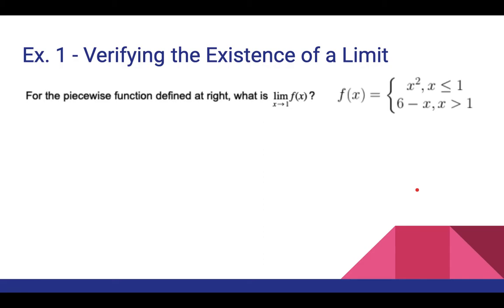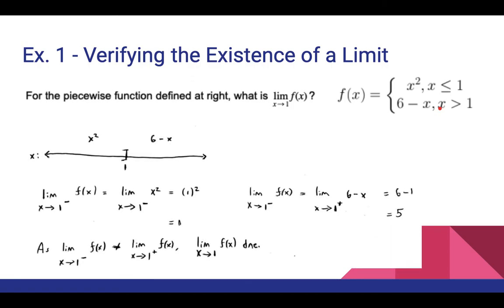So let's take a look at verifying the existence of limits. For the piecewise function defined at right, what is the limit as x approaches 1 of f of x, where f of x is equal to x squared for x less than or equal to 1, and 6 minus x for x greater than 1. To help organize what's happening, even though we should be familiar with piecewise functions at this point, what I like to do is draw a number line. That helps me out a little bit, where I say for x to the left of x equals 1, we have x squared, and then to the right we have 6 minus x. I use this bracket pointing towards the left to indicate that at x equals 1, my function is x squared. Hence the bracket points to the left.